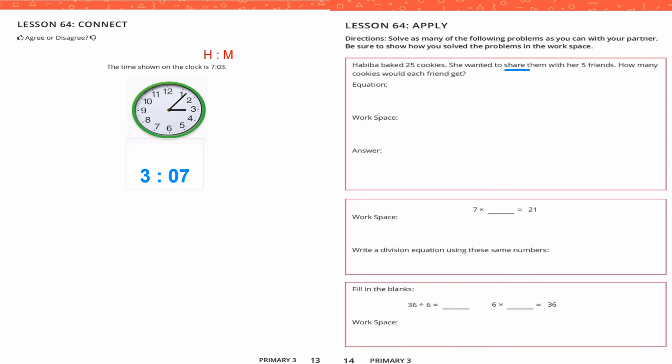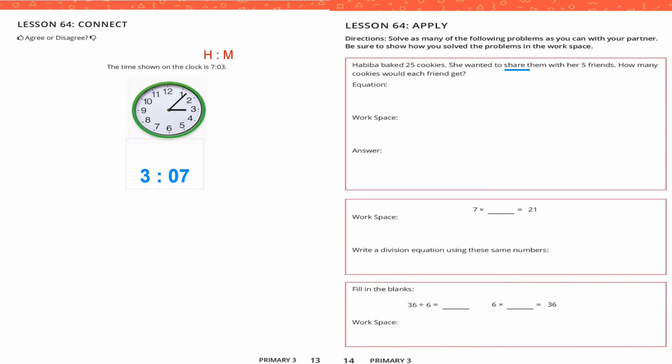Lesson 64, the Apply part. Solve as many of the following problems as you can with your partner. Habiba baked 24 cookies. She wanted to share them with her 5 friends. So the total cookies are 25 cookies. And she wanted to share them. Share means divide, means distribute, okay? So she wants to distribute or to share between 5 friends equally, sure, equally, okay? How many cookies would each friend get?